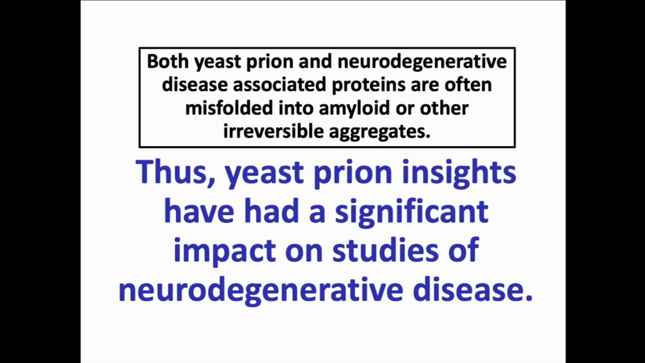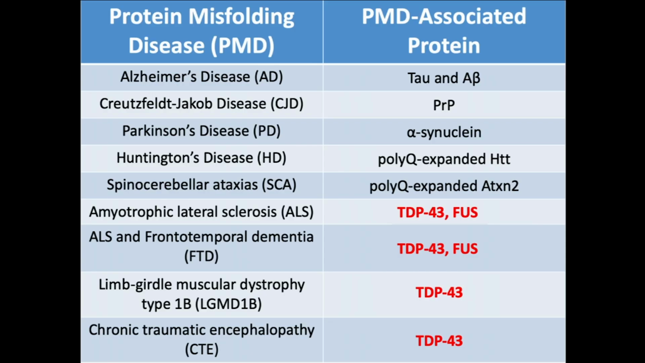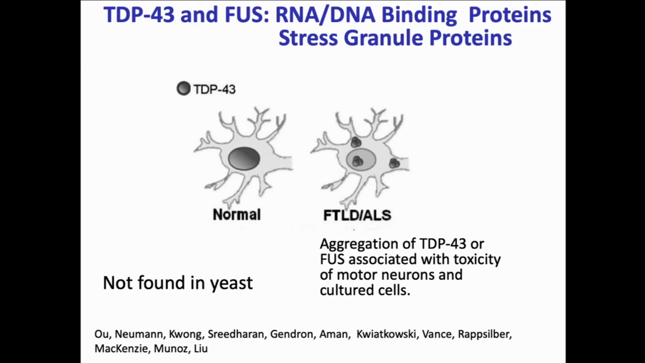So now a transition. Both yeast prion and neurodegenerative disease associated proteins are often misfolded into amyloid or other irreversible aggregates, and thus yeast prion insights have had a significant impact on the study of neurodegenerative disease. And here's a list of some of these diseases and the associated protein that's misfolded. I want you to note that TDP43 is associated with quite a number of these diseases with distinct pathologies.